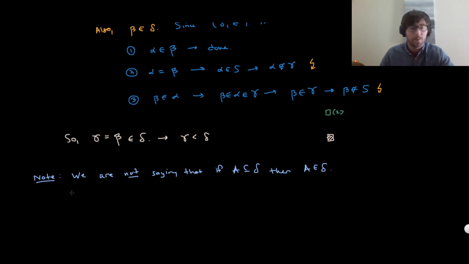So we must assume that A is an ordinal. Right? If we just take some subset of delta, it doesn't mean that it's going to be an element of it, because that would imply that it's an ordinal. But if we had that it's an ordinal, then it actually would be an element of delta.